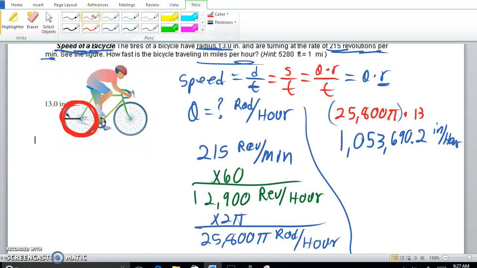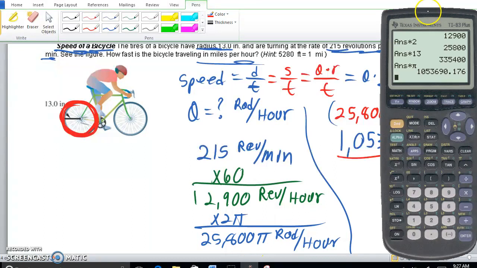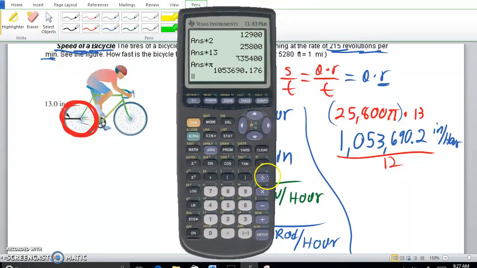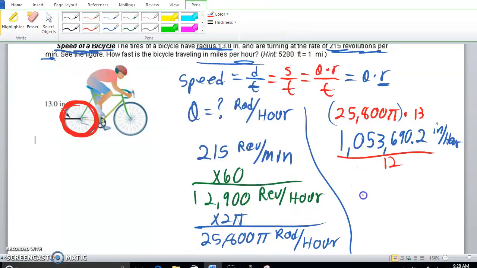All right, so if I want to convert from inches to feet, well, every 12 inches gives me a foot. So I'm going to divide this by 12, and so every group of 12 will convert to a foot for me. So that's what we'll do here. I'm going to take that answer, divide it by 12, and so we're going to get 87,807.5. And so now that's going to be feet per hour.